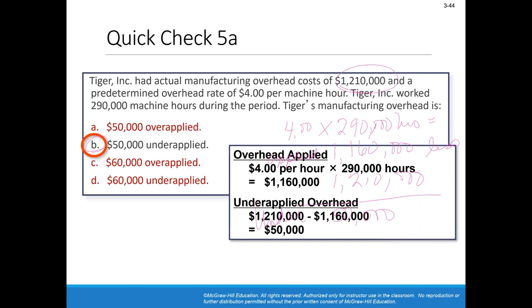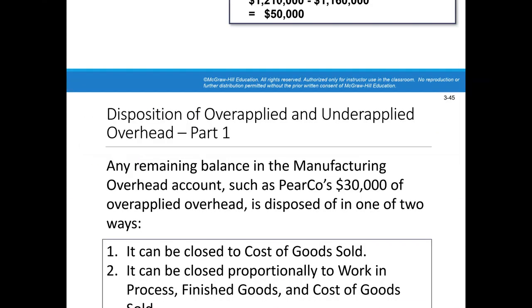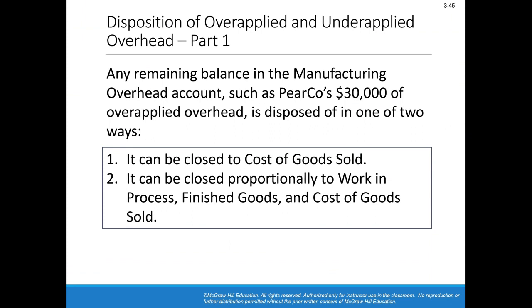So we're just comparing what we estimated it to be, and comparing that to what actually hit that manufacturing overhead account, what was debited to it during that period. So we're just comparing the two and we're going to take care of that difference.